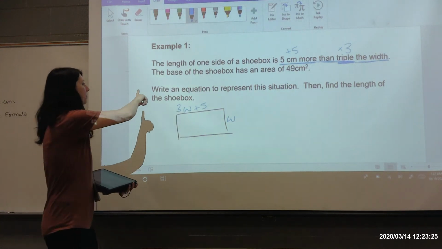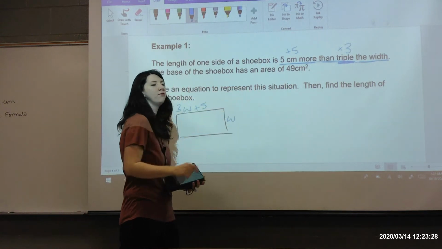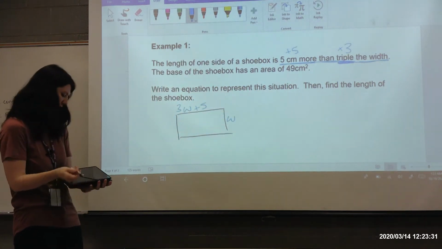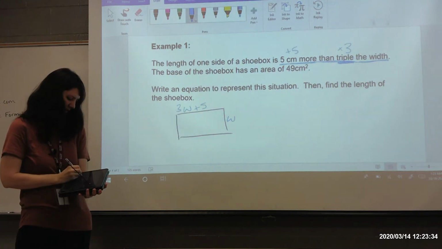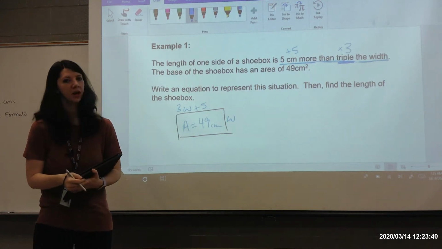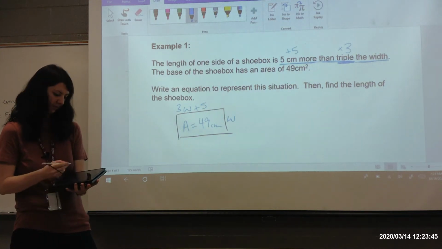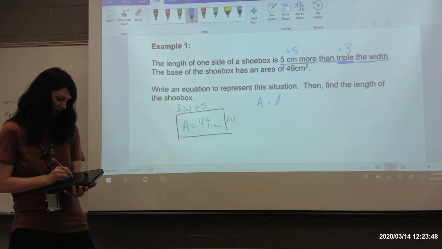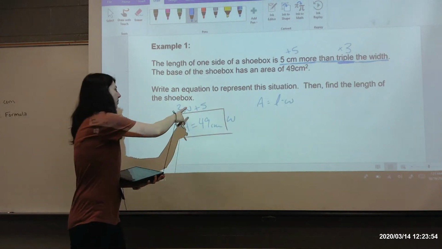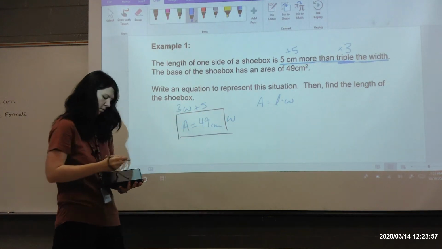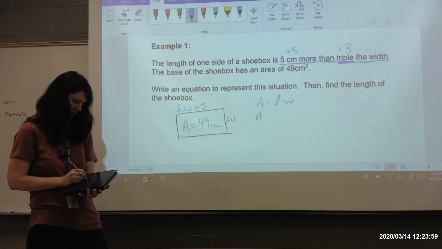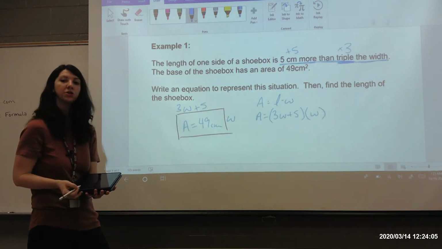Now it gives me the information. The base of the shoebox has an area of 49 centimeters. So I'm going to say the area equals 49 centimeters. How do you find the area of a rectangle? Yeah, length times width. So area of a rectangle equals just length times width. Okay, my length is represented here. My width is here. So I'm going to do area equals 3W plus 5. That's my length times my width, which is W.